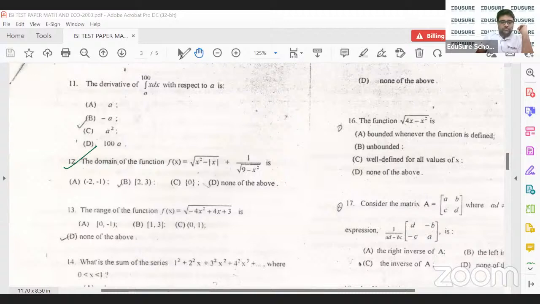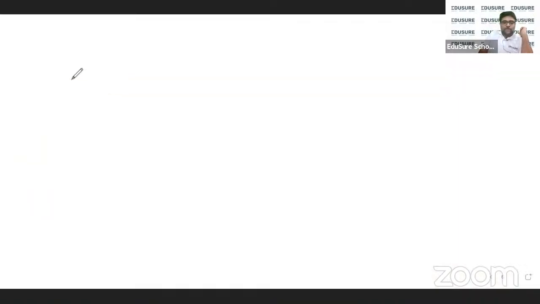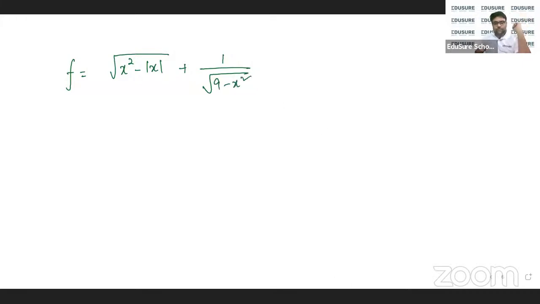So let's go on the whiteboard. Root over x square minus mod x plus 1 by root over 9 minus x square. Okay. This is what we have. Now, first, we deal with this. x square minus mod x has to be greater than equal to 0. Or in other words, x square has to be greater than equal to mod x.